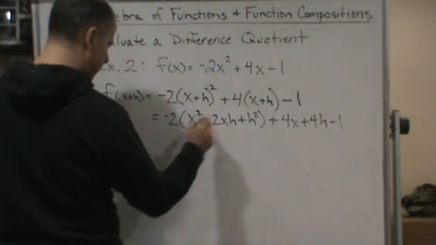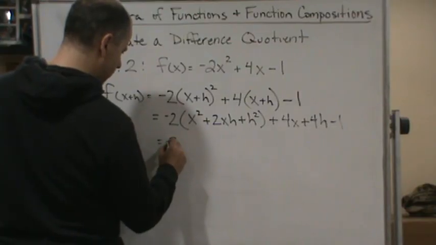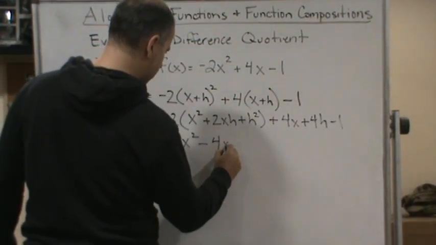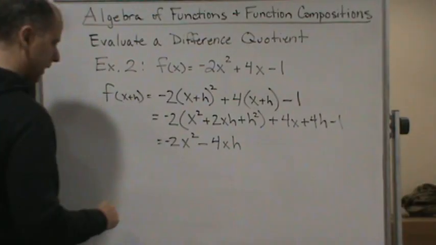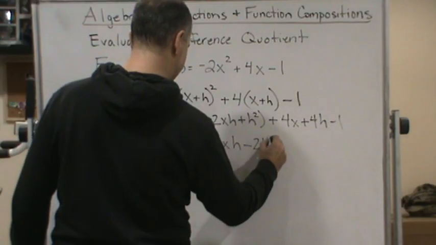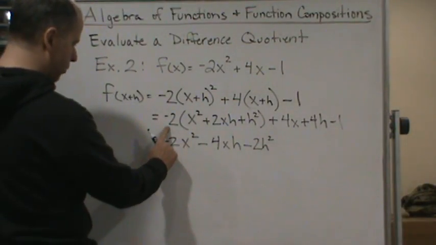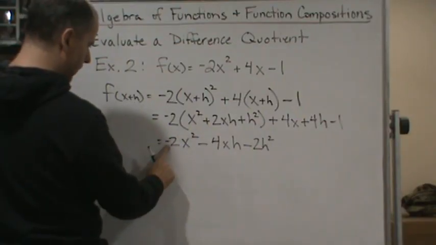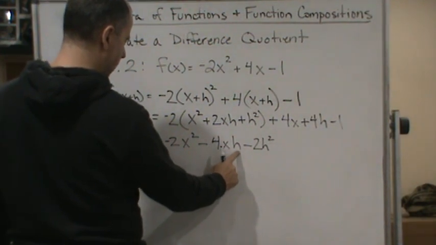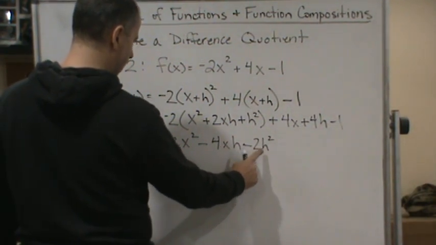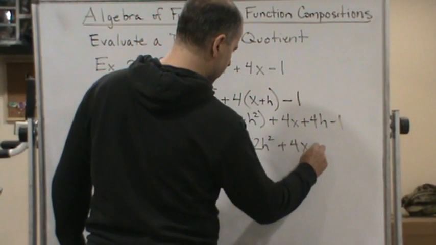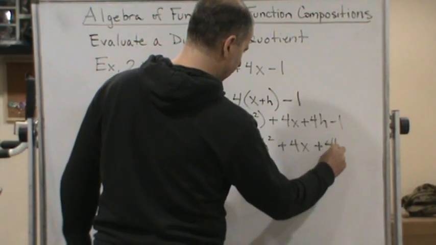Okay, now I'm going to distribute the negative 2. So this is going to give me negative 2x squared minus 4xh minus 2h squared. Again, I distributed the negative 2 to each one. So negative 2x squared minus 4xh minus 2h squared. Now, plus 4x plus 4h minus 1.